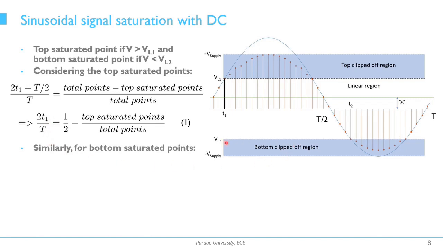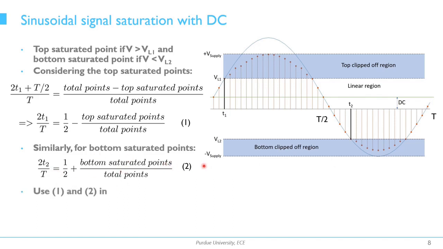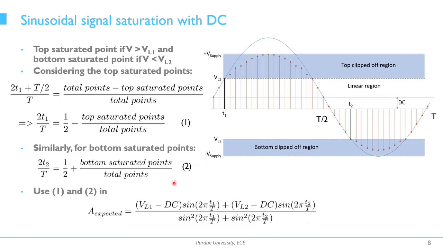Similarly, using bottom saturated points, a ratio for T2 over T can be obtained. Having obtained these two estimates, they can be used in the final equation for estimating the amplitude of the sinusoid.